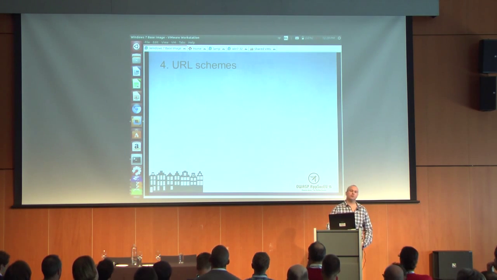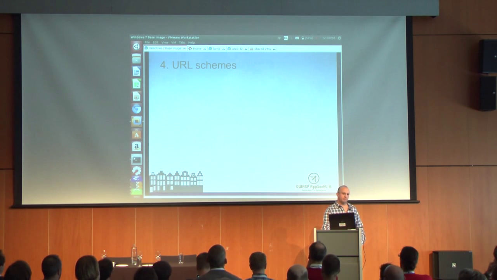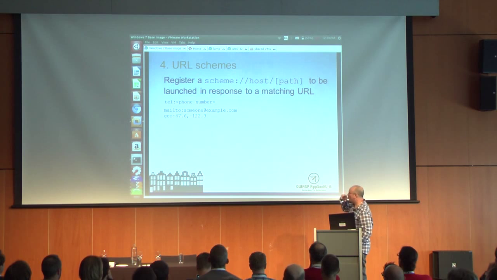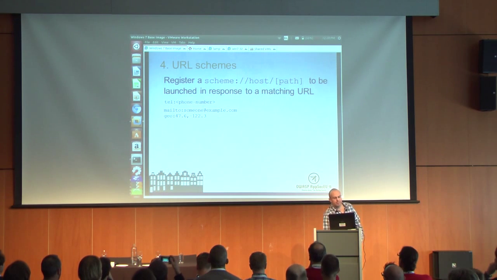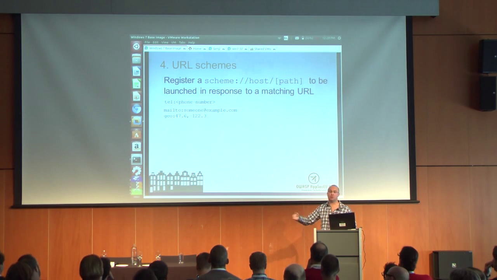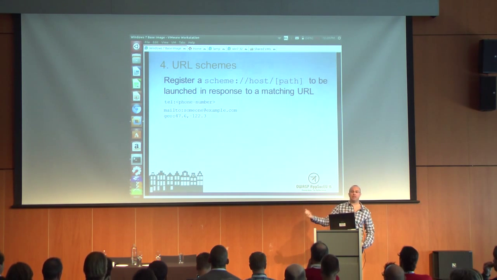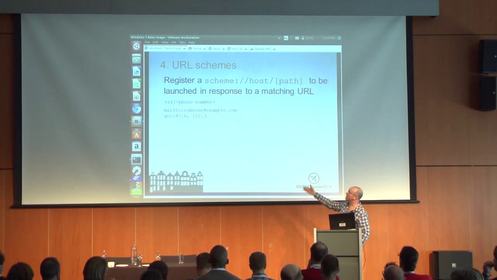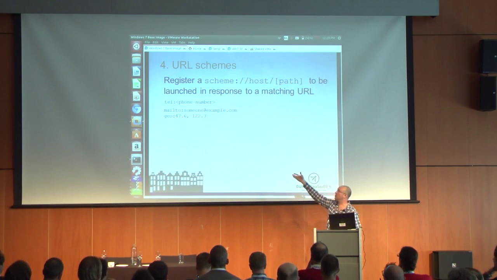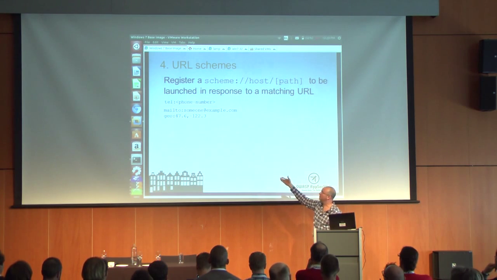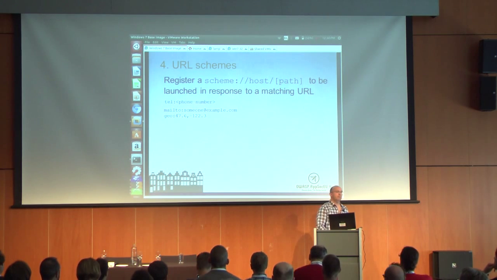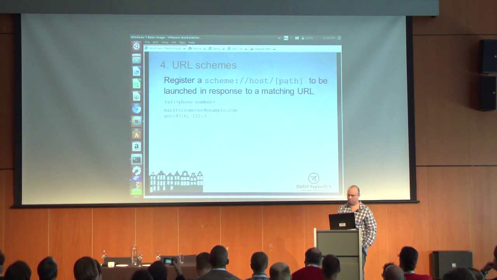Okay. So the final thing I want to talk about is URL schemes. An app can register a scheme, you know, scheme host path, and an app can be launched in response to some URL matching that scheme. Here are some examples. Telephone number, that might activate the dialer. Geo something, that'll show you a map. Mailto will invoke the app that's configured for mail. Nothing new.